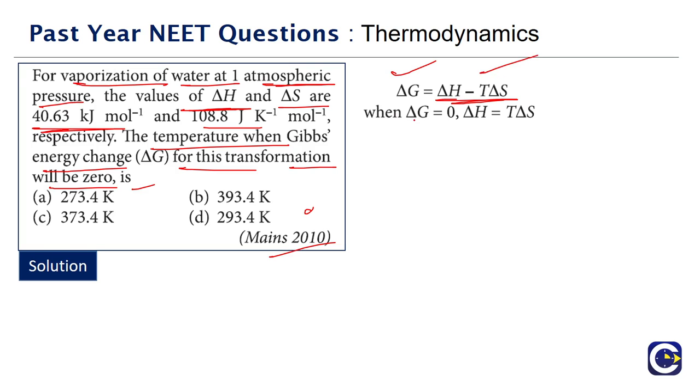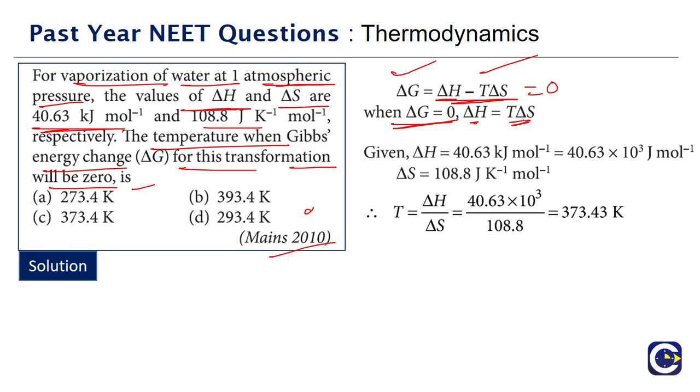Here they are saying delta G must be 0. That is the equilibrium condition. So delta G is equal to 0, which means delta H minus T delta S should be 0. So delta H will be equal to T delta S. We are asked to find the temperature. So temperature is delta H by delta S.